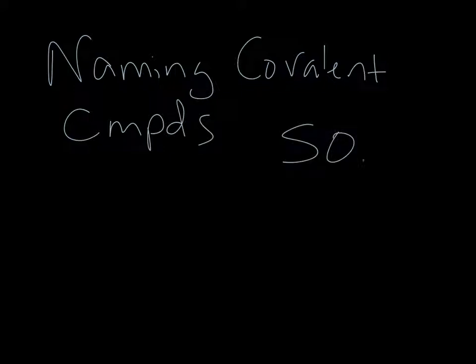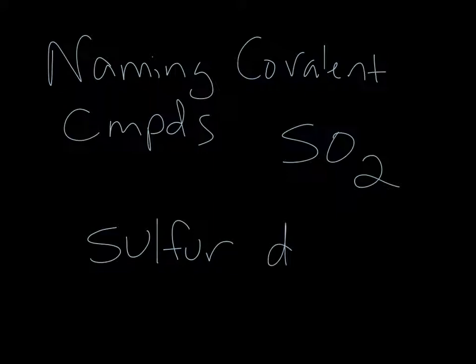So we'll do SO2. The first element, you're just going to use its name. So that would just be sulfur. And then we have two oxygens. So we're going to use the prefix di to show that we have two oxygens. And instead of writing dioxygen, we're going to write dioxide. So this "ide" is what happens to the second element in your formula. So sulfur dioxide is the name of this.